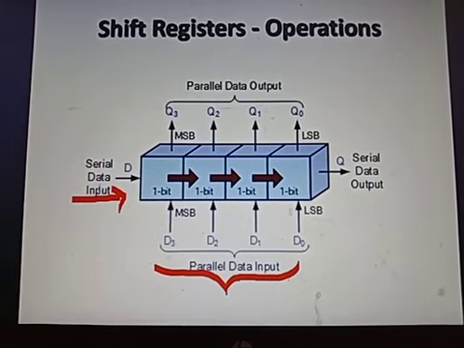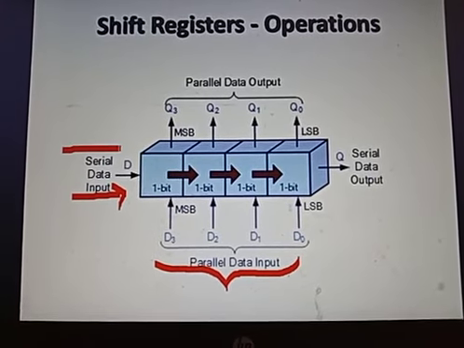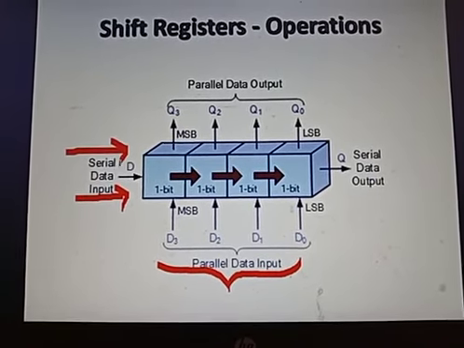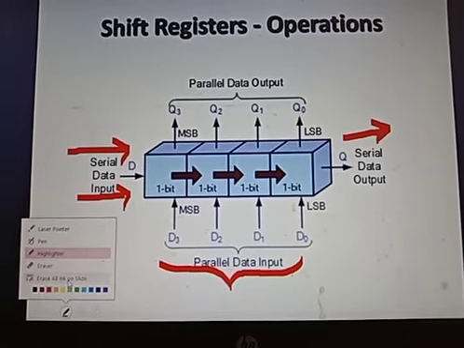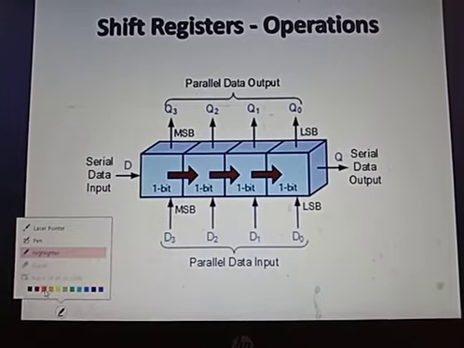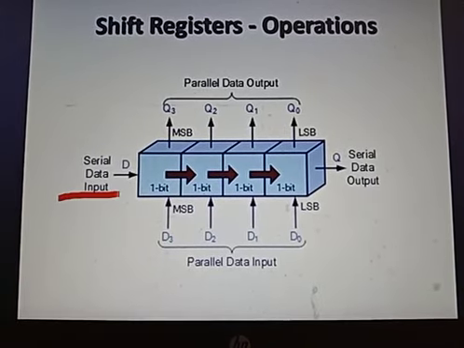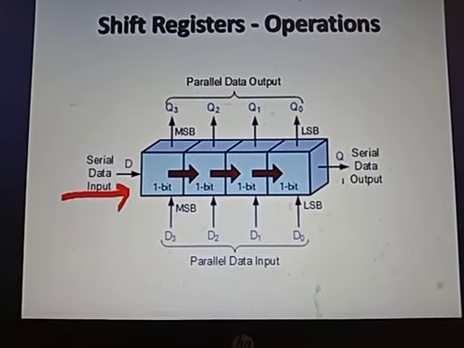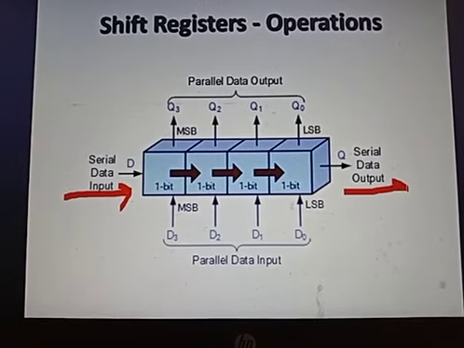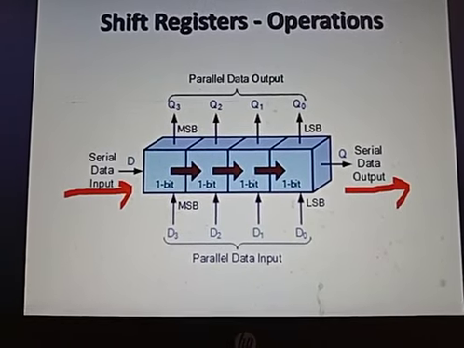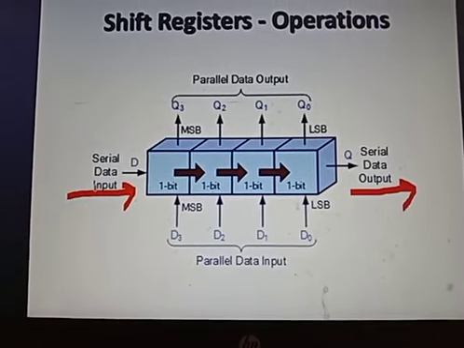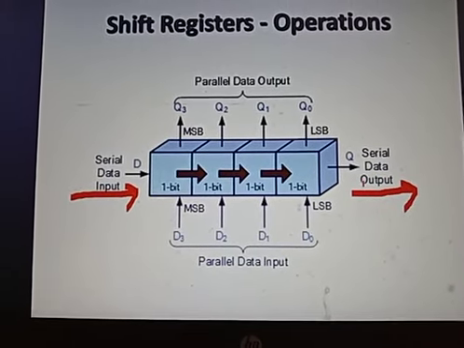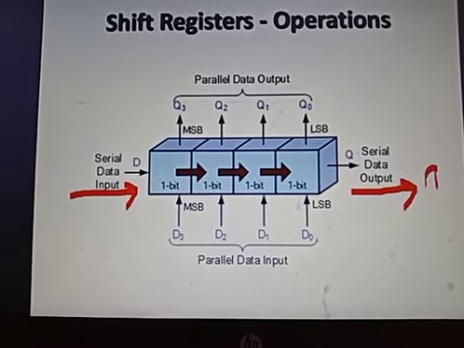You can give input serially, and you can take the output serially. This is one fashion. That means the data will be traveling from this end to this end. So this type of register, we'll call a serial input serial output register. This is the first register type.